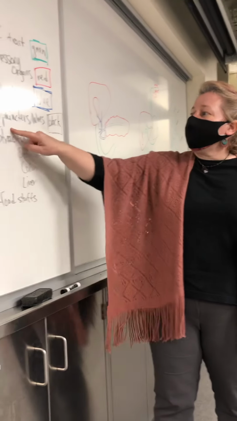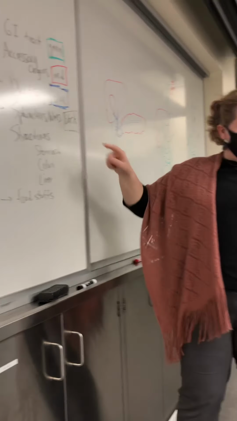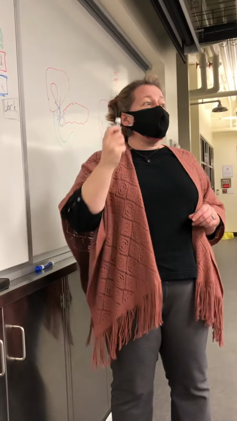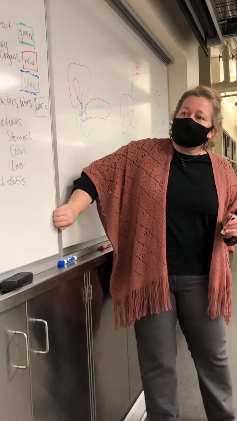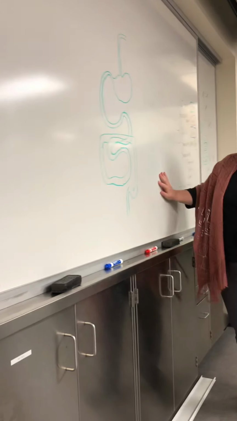The next structures we're going to be discussing are the sphincters and the valves, which we're going to draw in black. There are 5 that we're going to take a look at. And so what we'll do is we'll just go to our original picture and lay it on there.